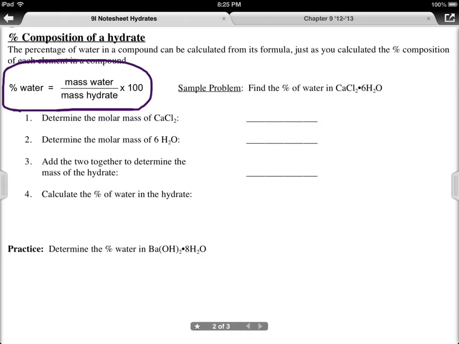Here's a practice problem. Suppose we're asked to find the percentage of water in CaCl2·6H2O. First thing we're going to do is figure out the molar mass of calcium chloride.